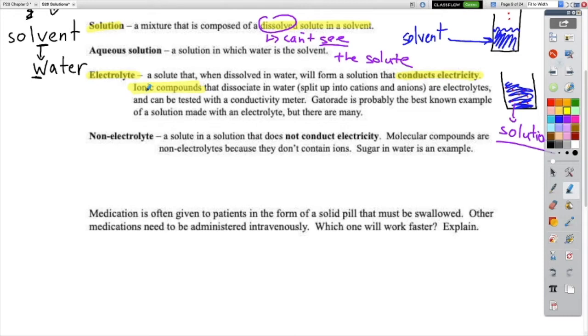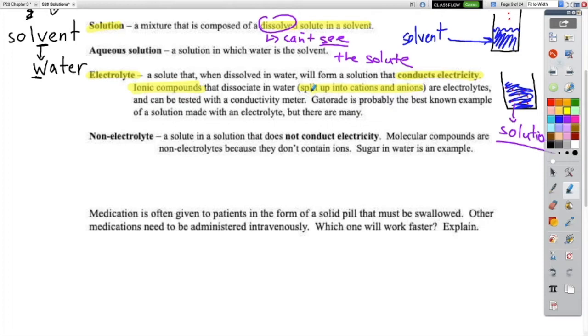If we dissolve it, what it really means to dissolve an ionic compound is that it splits up into the cations and the anions that made up the ionic compound in the first place. Remember, ionic compounds are made of ions. That's why we name them like that. So they're usually electrolytes, and they can be tested with a conductivity meter. We'll see that in a second here as well, and see if this holds up.